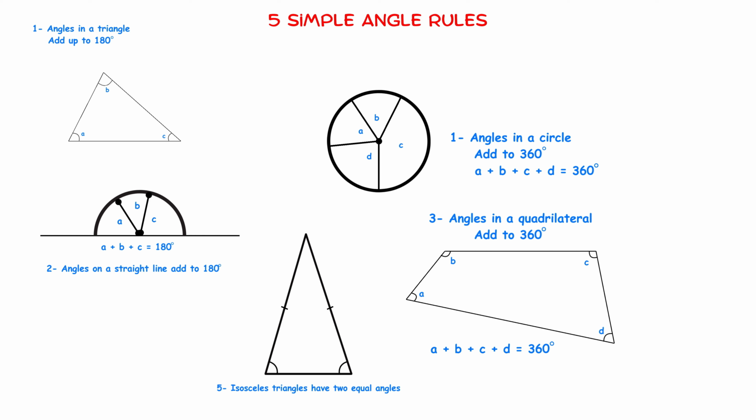Rule 1 was that the angles in a triangle add to 180 degrees. Rule 2 was that the angles on a straight line add to 180 degrees. Rule 3 was that the angles in a quadrilateral add to 360 degrees. Rule 4 was that the angles in a circle add to 360 degrees. Rule 5 was that isosceles triangles have 2 equal angles because they have 2 equal sides.